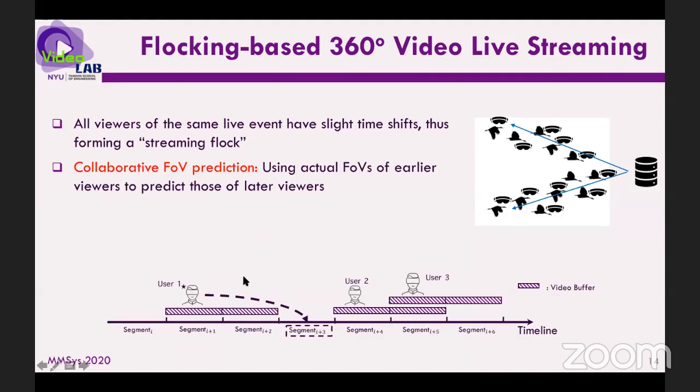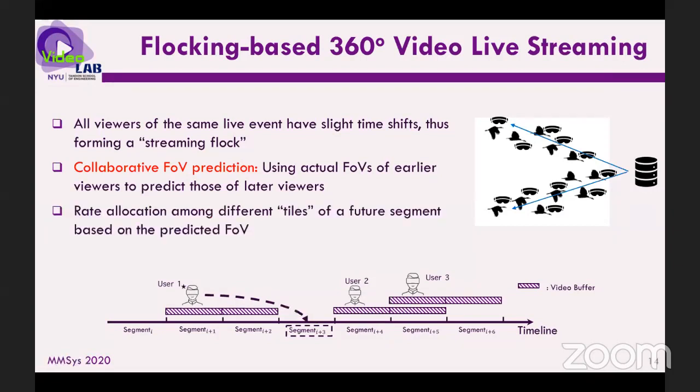As an example, user 1 here is a late viewer, whereas user 2 and user 3 are earlier viewers. When user 1 needs to download this segment, user 2 and user 3 would have already finished watching this segment. Therefore, user 1 can use the knowledge of where user 2 and user 3's FOV are to help predict her own FOV. So once the FOV is predicted, we can allocate the rate among different tiles of a future segment, depending on the likelihood that each of them will be viewed.